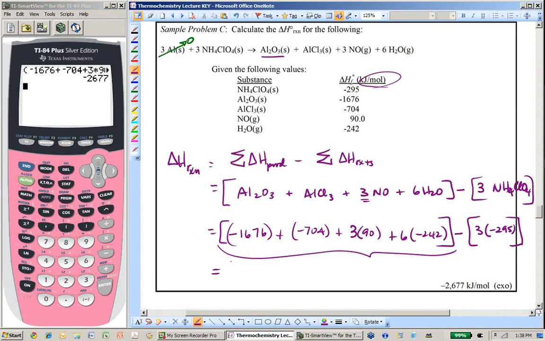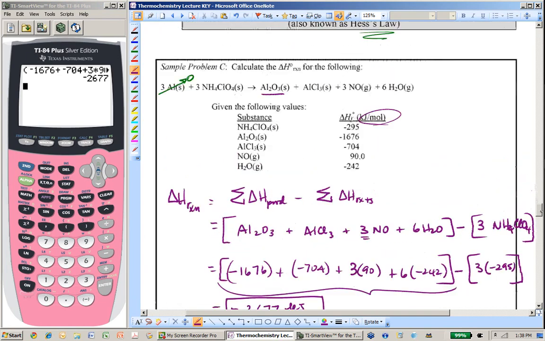But some of you are smarter at math than me. So I get negative 2,677, and I look back up here at the table to see that that is all kilojoules per mole. And there we have it. So that's one way to do Hess's law.